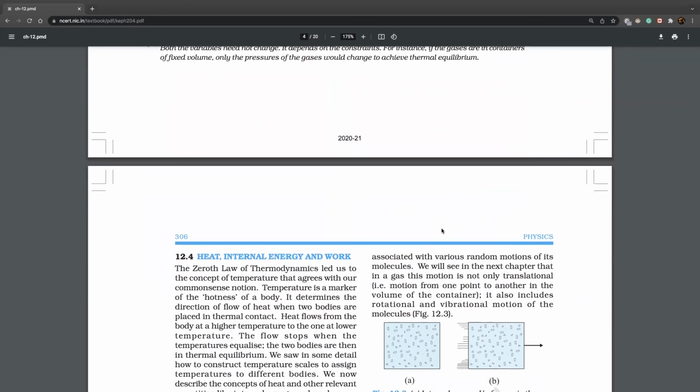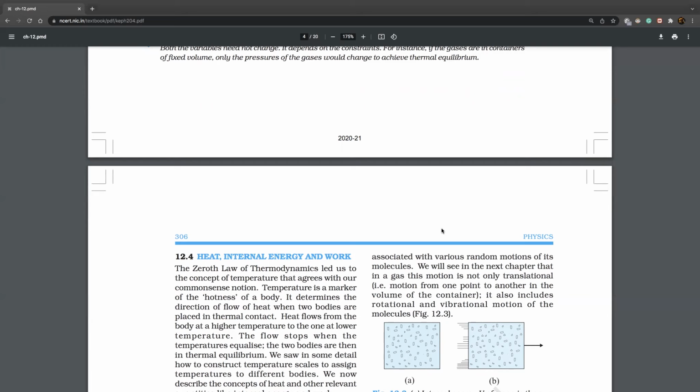So the internal energy of the gas is just the sum of the kinetic energies associated with various random motions of its molecules. As we know, in a gas, molecules are in random motion. It has no definite volume and no definite shape, which we learned before. Obviously, gases do have volume, but it's very negligible if left in free space. They take the volume and the shape of the container or the room or whatever they're put in.